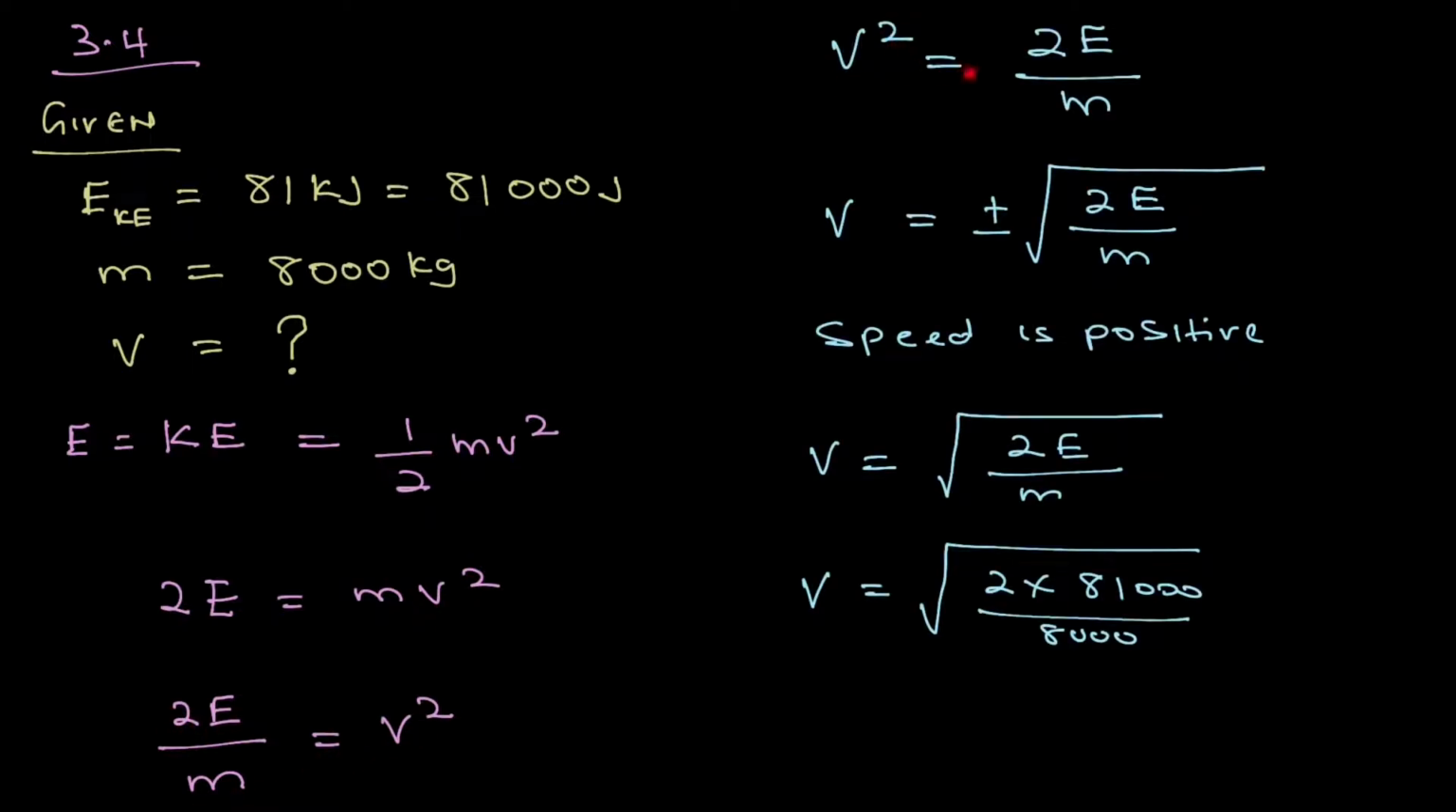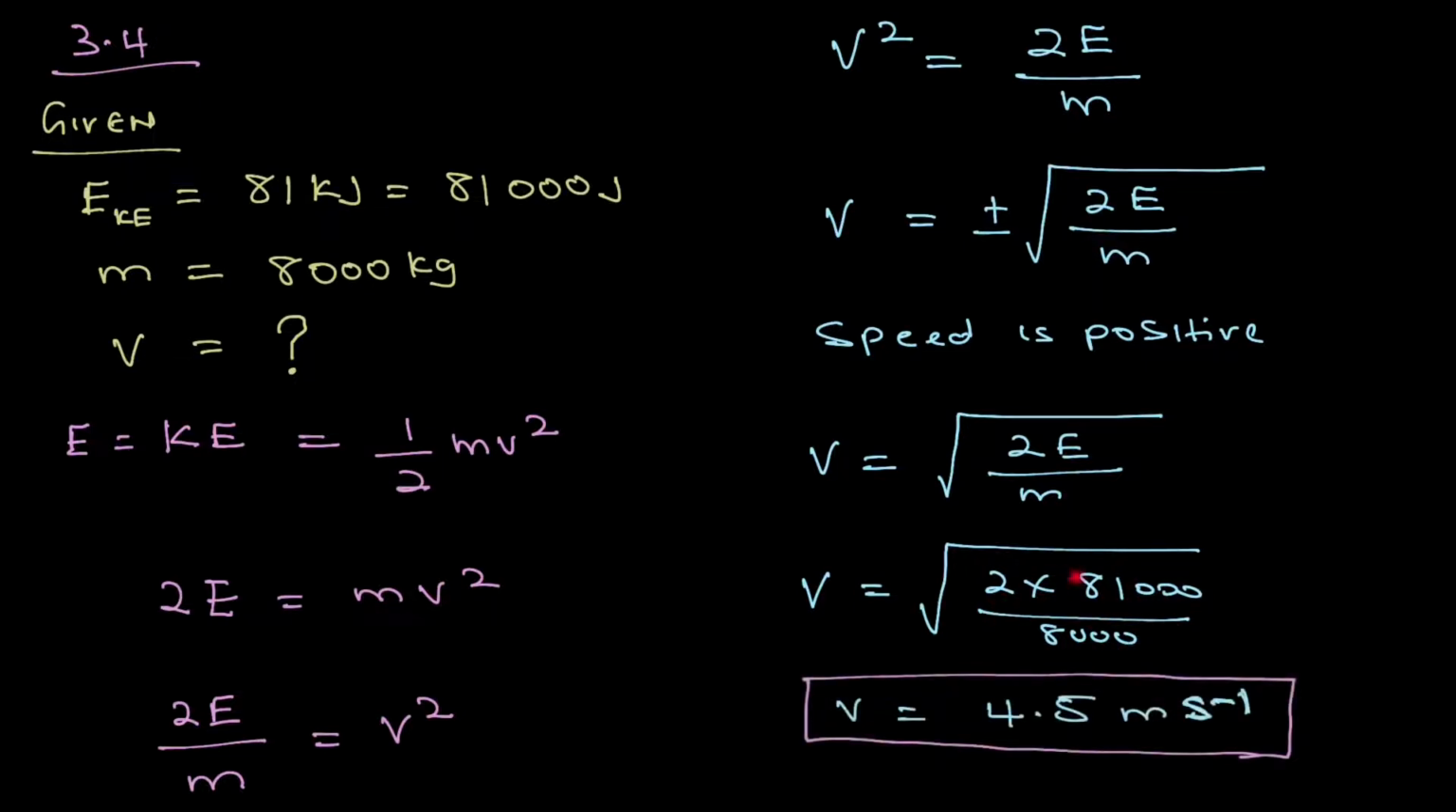So v squared equals 2E over m, and then I need to square root both sides to get v, and that equals plus or minus root 2E over m. But the speed is positive, so I'm only going to take the positive value. V, the speed in this case, is root 2E over m. Don't forget E is the kinetic energy. So I need to plug in those values. 2 times 81,000 over 8,000. When I put that into the calculator, you get speed equals 4.5 meters per second.